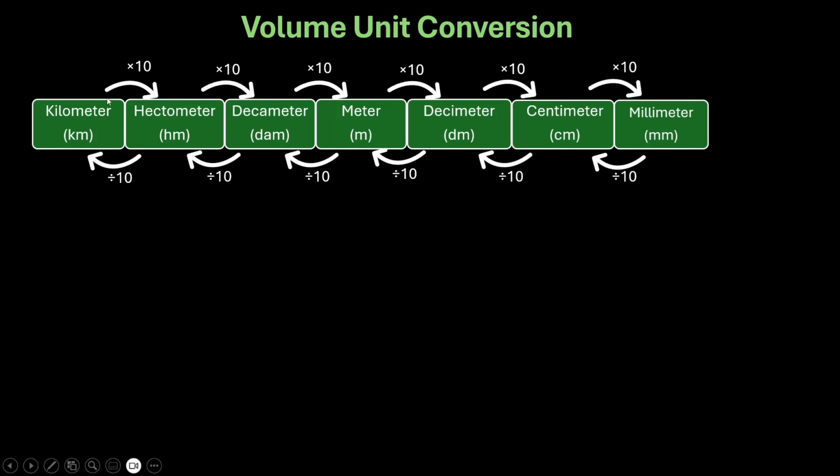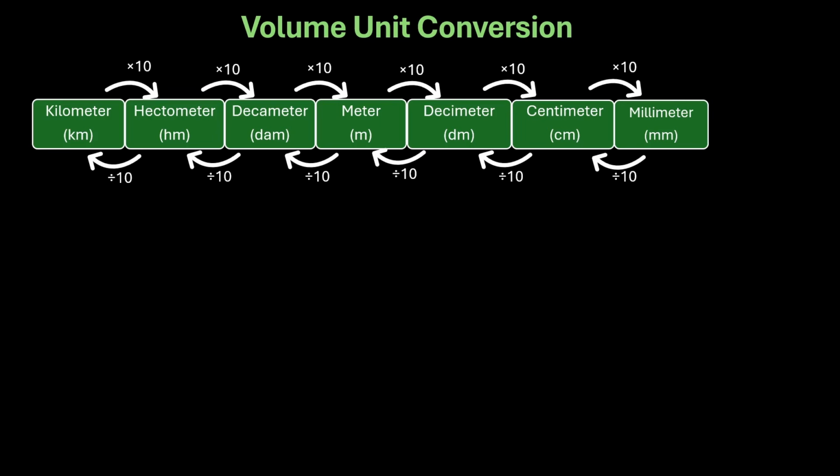Once we go from a bigger unit to a smaller unit, we multiply by 10. For example, 1 kilometer is 10 hectometers. Similarly, 1 decimeter is 10 centimeters. And while we go from a smaller unit to a bigger unit, we divide by 10. 1 millimeter is equal to 1 by 10 centimeters. But we need to do cubic unit conversion, right?